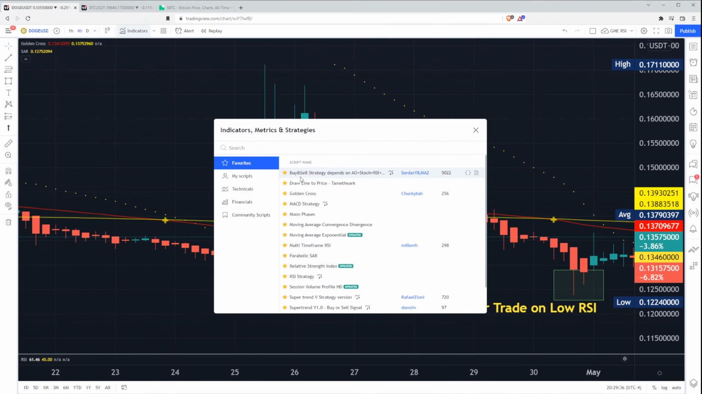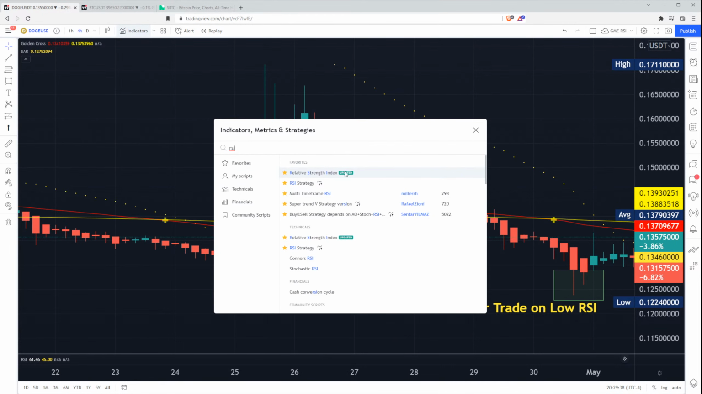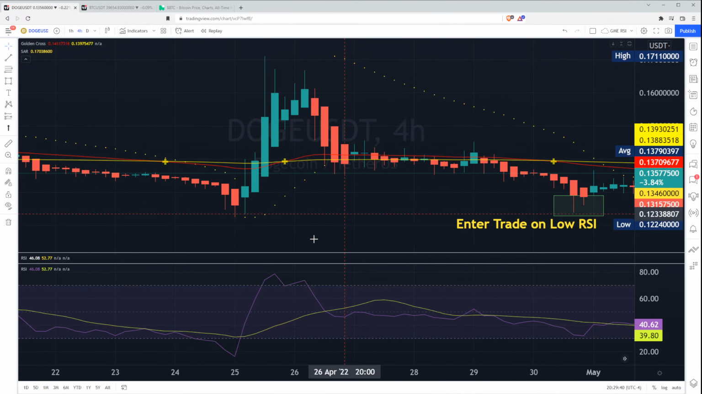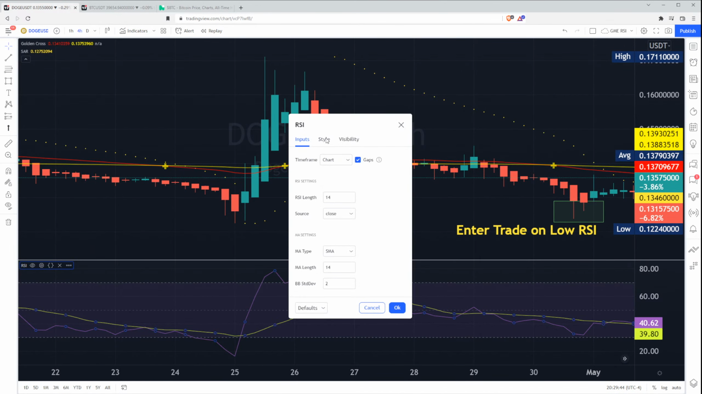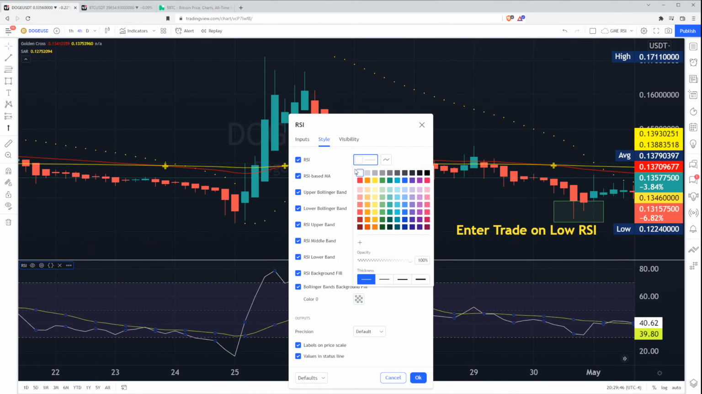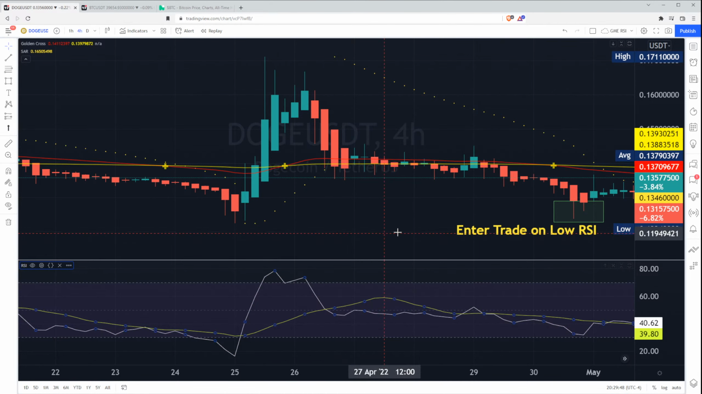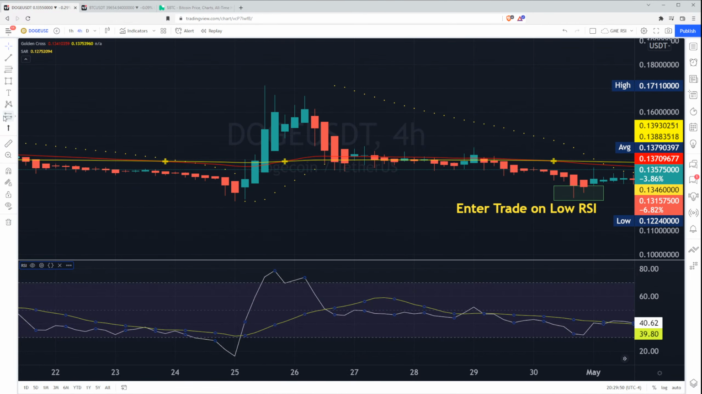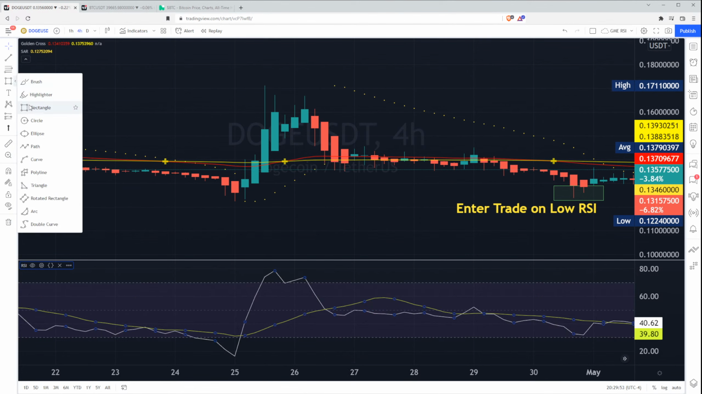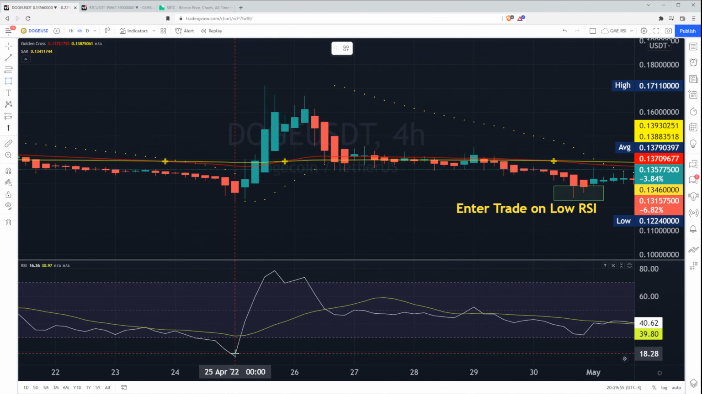So let's throw back RSI again. I'll put RSI back on my chart. And let me change those colors to the style that I like. White for the RSI, gold for moving average. Now, let's combine this. You have the low RSI right here. You accumulate. Boom. You accumulate on the low RSI. Good, you're in the trade.